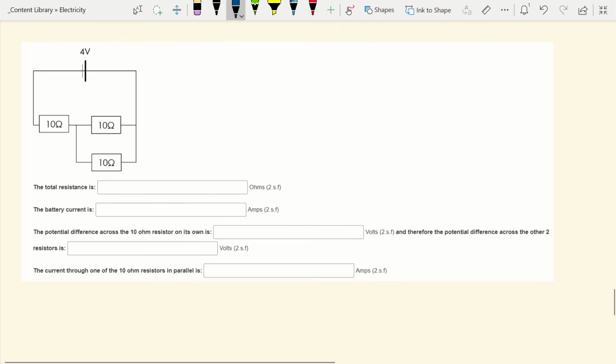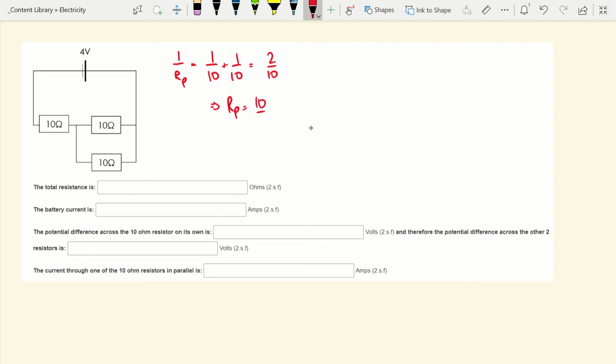Okay, final one, a bit more complex here. So the first thing I'm going to do is work out what the total resistance of the parallel section is. So we're going to do 1 over 10 plus 1 over 10, which gives you 2 over 10, which means that the parallel resistance is 10 over 2, which is just 5 ohms. And then if we want to get the total resistance, it's just going to be the 10 ohm plus that 5 gives us 15 ohms.